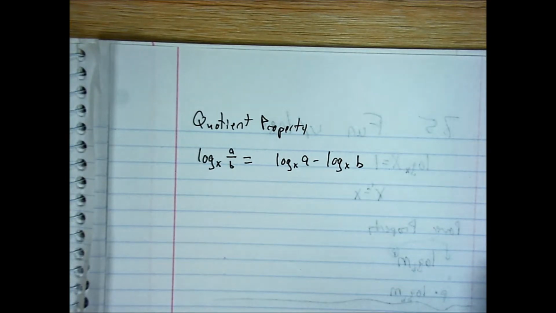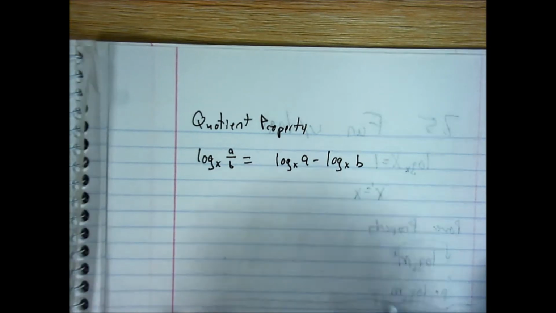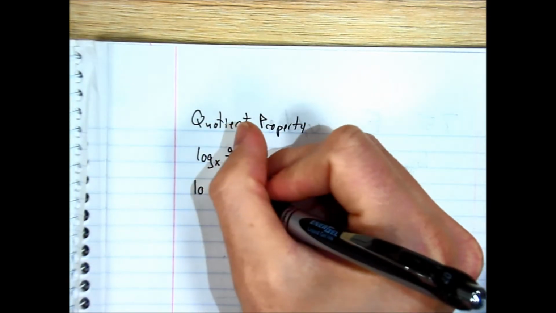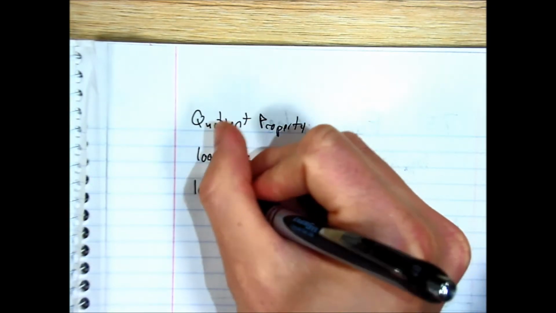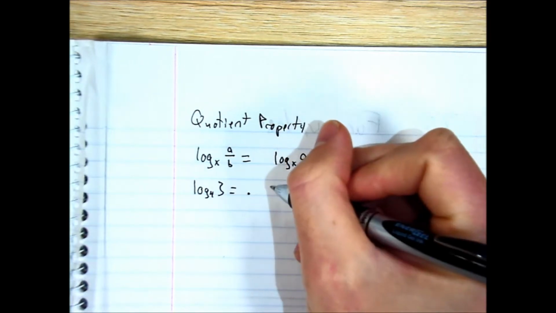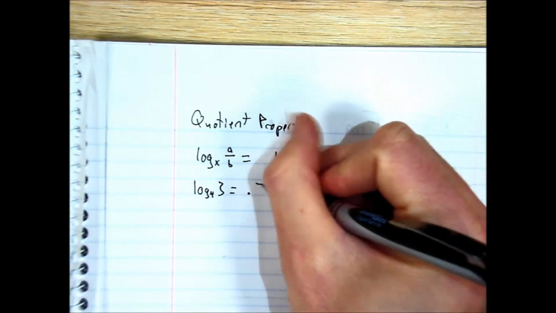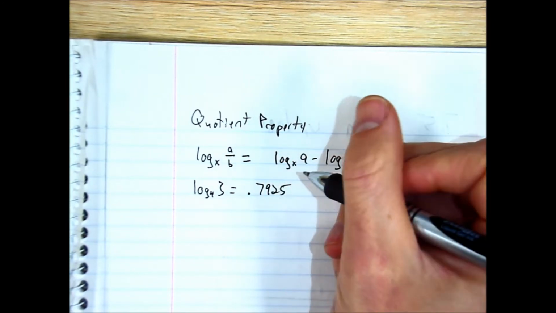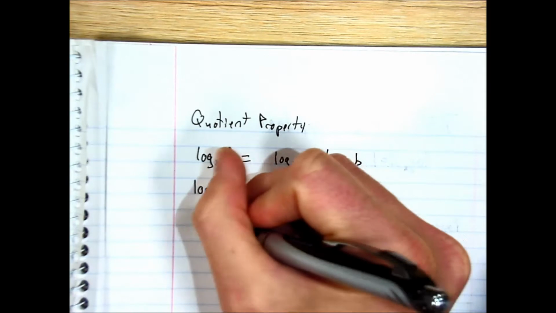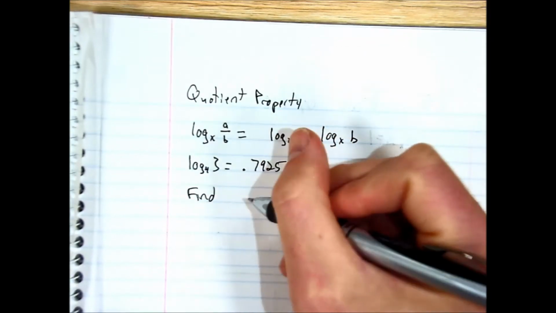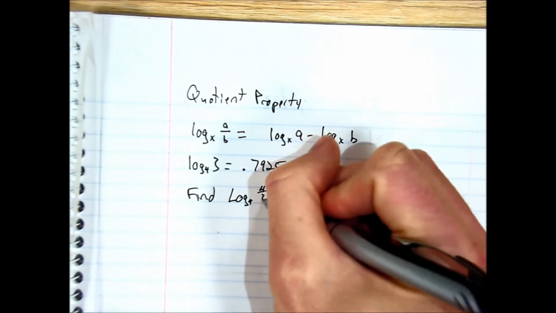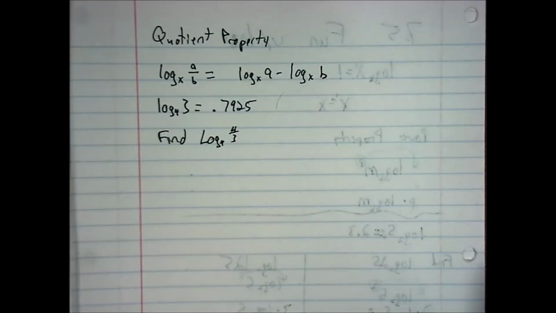Alright, so same concept as before. They're going to give you a value, like they'll tell you that log base 4 of 3 equals 0.7925. Find log base 4 of 4/3. Okay, so we're going to use our property here.